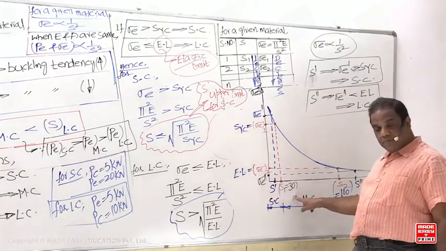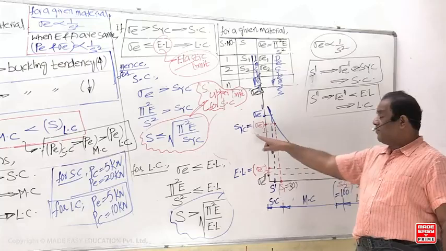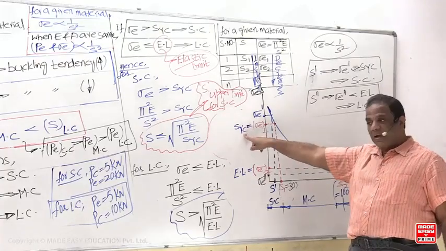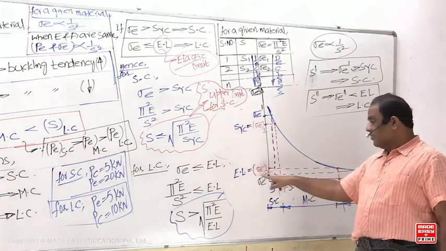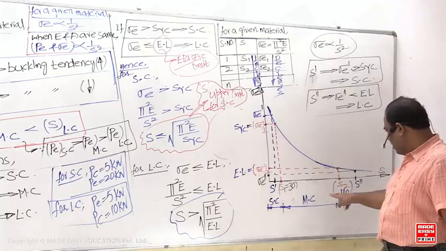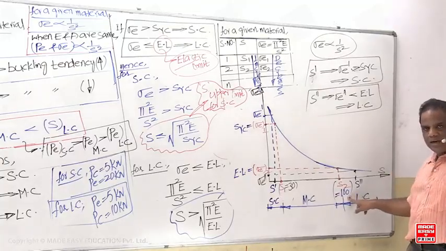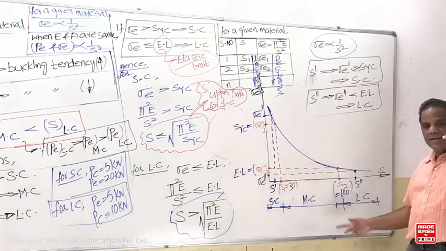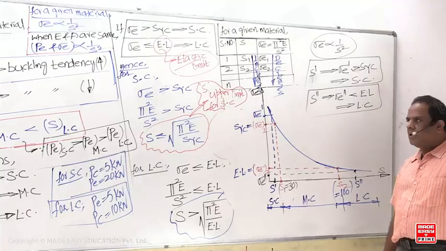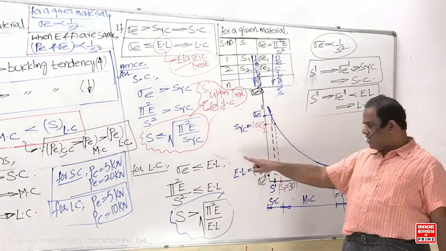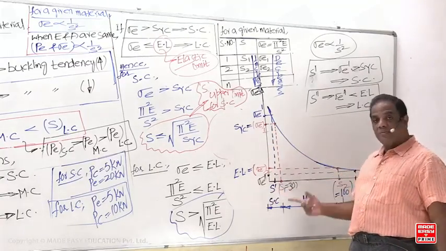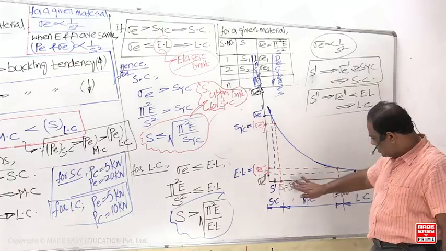So this 30 is what? If I take steel, SYC, I'm going to get 30. And if I take steel elastic limit, I'm going to get 200. S2 is 100. If I change the material, then automatically SYC will change, elastic limit will change, then S1 and S2 change.